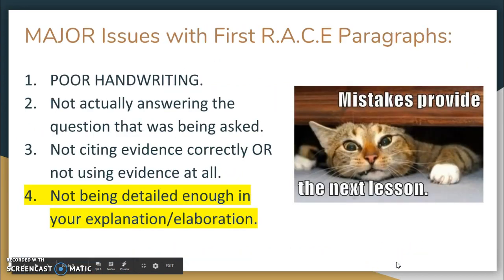Now, I want to get into some of the things that I saw when we did our first RACE paragraph that were some major issues. I want to start by saying that there were some really wonderful things. For instance, almost everyone did R and A amazingly well. Almost everyone restated the question and answered the question very well. But where we started falling apart was in the C and the E, and then with some of these other things. So let me go through these with you.